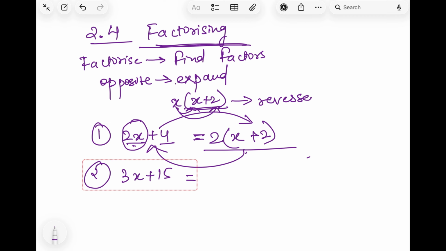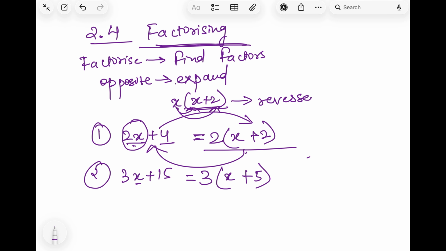So now if you see 3x plus 15, what is the number which is common? 3. So what remains here? It remains x. 3 how many are 15? 3 5s are 15. So the answer is 3 bracket x plus 5.